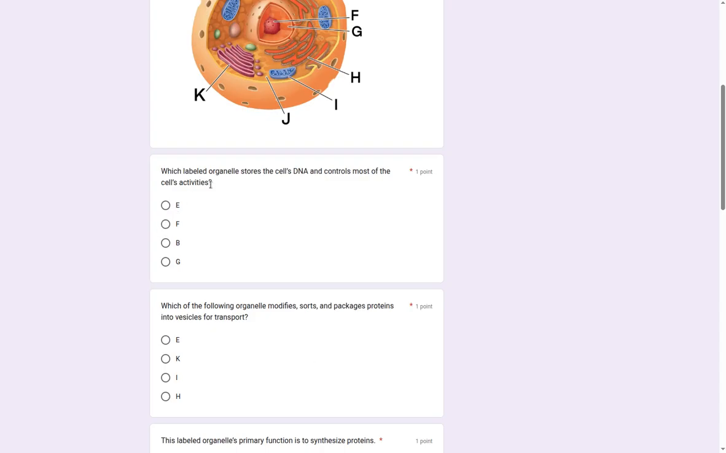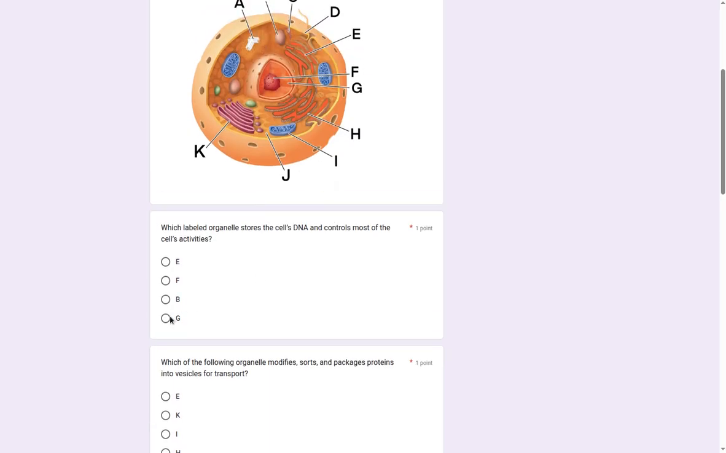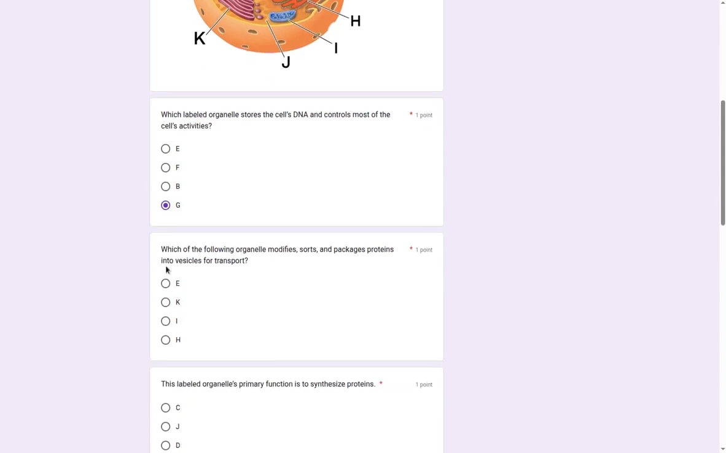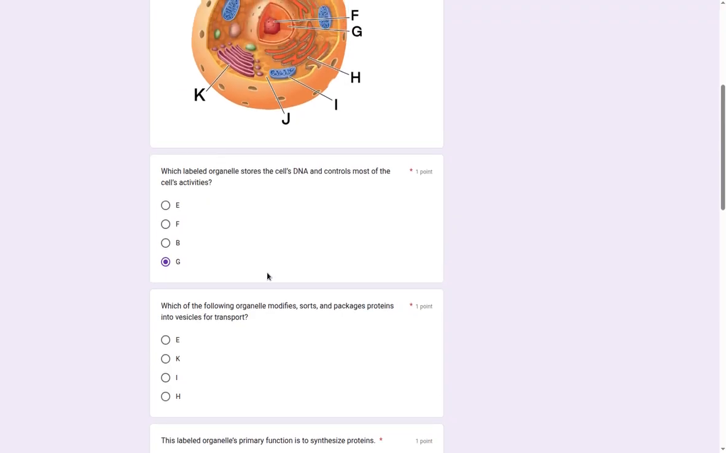Which labeled organelle stores the cell's DNA and controls most of the cell's activities? That's G, the nucleus. Which of the following organelles modifies, sorts, and packages proteins into vesicles for transport? Okay, this square. Which one could this be?